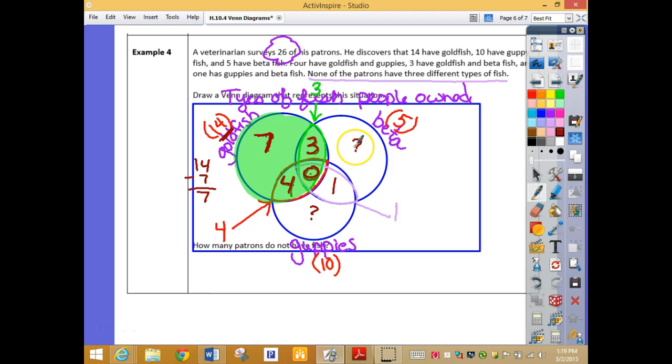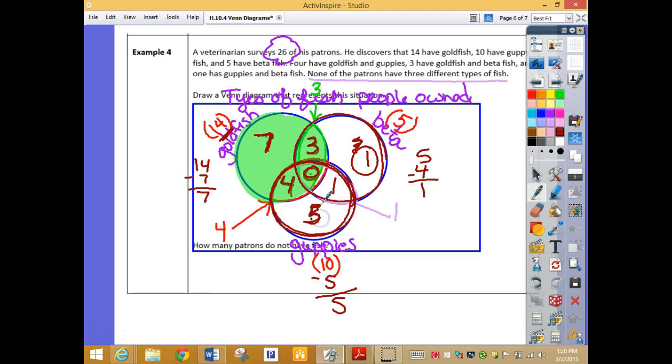How about here? The betta, this circle. 5 minus 3, 0, and 1 is 4. So this turns into a 1. And how many only had guppies? Take the 10 minus what? How many in the guppy circle? 5. So now we have 5 people that had only guppies.